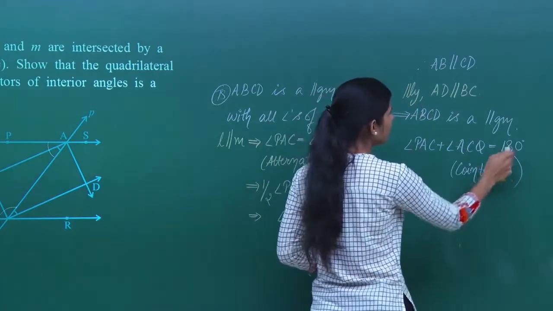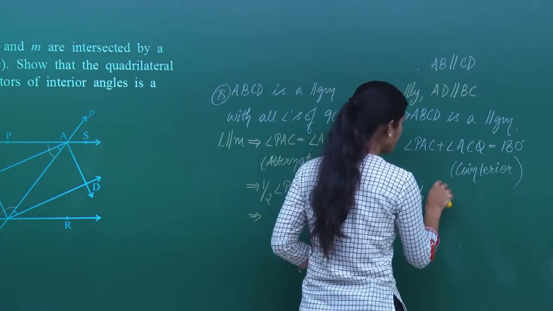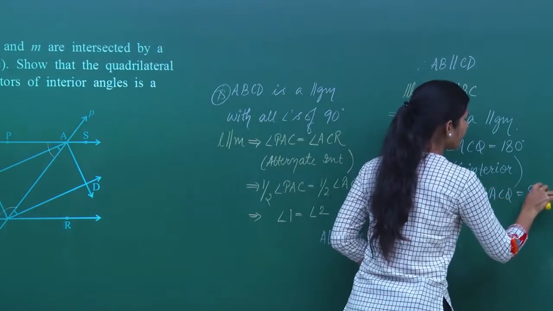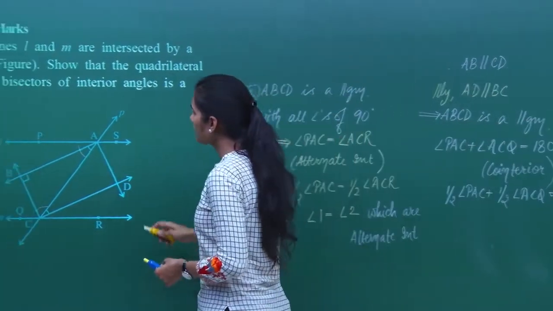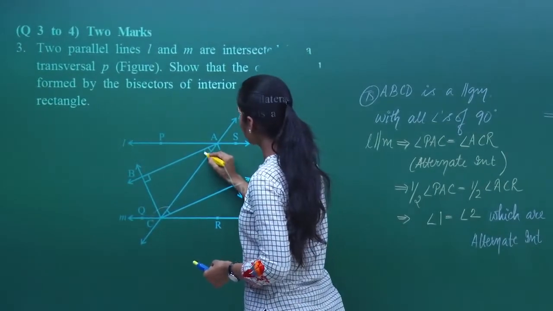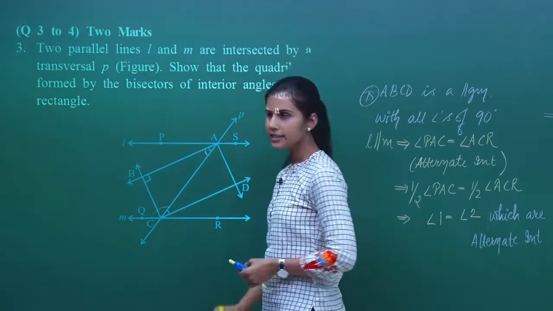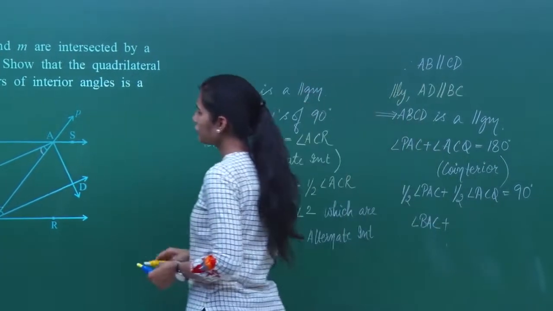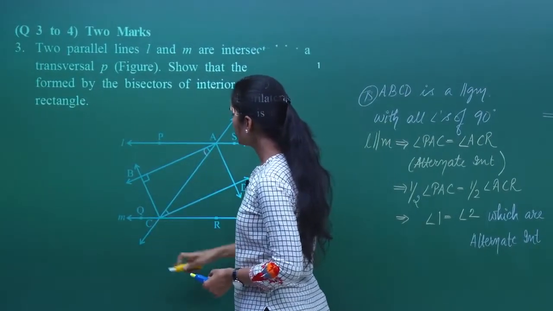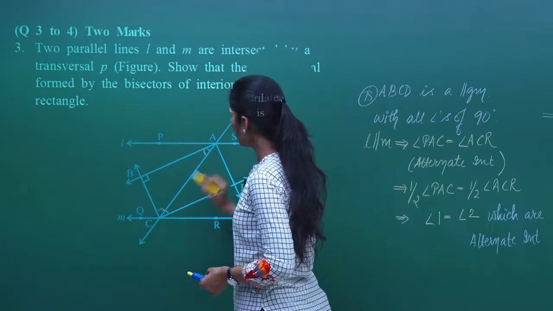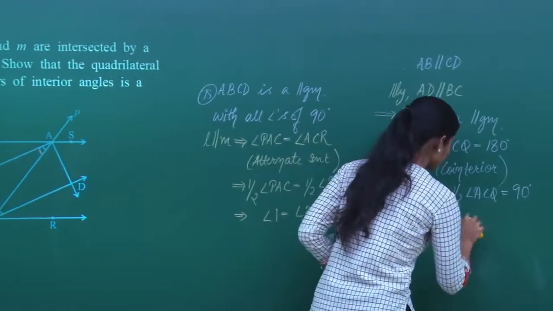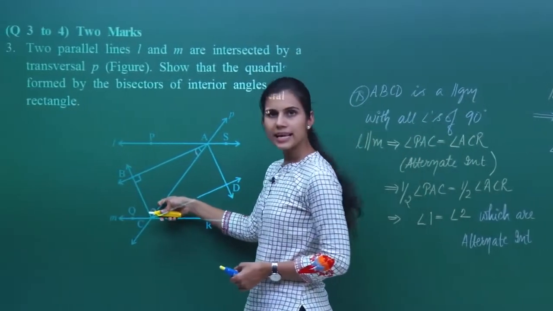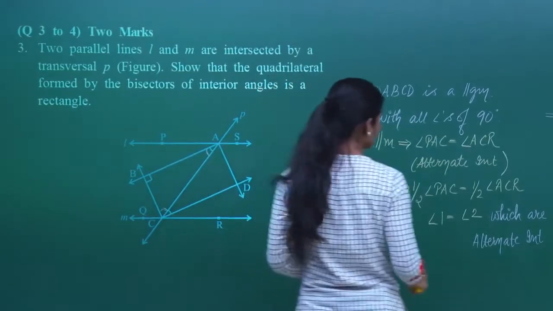Therefore, half of this plus half of this is half of this. So half of angle PAC plus half of angle ACQ is half of 180, that is 90. Half of angle PAC is this angle, angle BAC. Half of angle ACQ is this angle, that is angle ACB. This is 90. The moment I have this angle plus this angle is 90, I consider the triangle ABC.